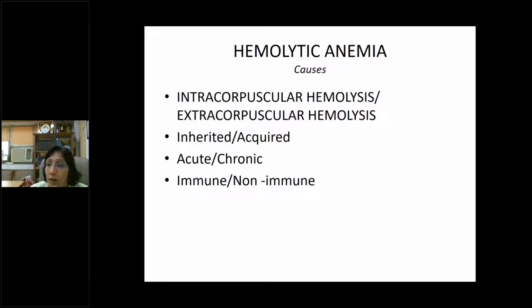We can also classify as acute or chronic. Acute means the patient doesn't have any history of hemolysis and suddenly presents with the signs and symptoms of hemolytic anemia, maybe as we have seen in mismatched blood transfusions and after some infections. Chronic hemolytic anemia is mainly seen in the inherited disorders. Lastly, it is immune or non-immune. We have already discussed this.